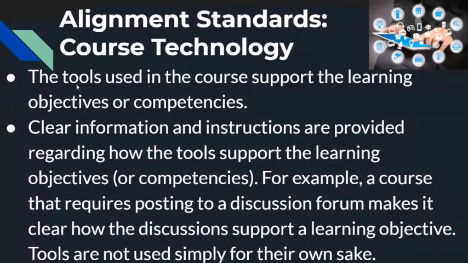Course technology: the tools used in the course support the learning objectives or competencies. So there's clear information and instructions provided regarding how the tools support the learning objectives. For example, a course that requires posting to a discussion forum makes it clear how the discussions support a learning objective. Tools are not used simply for their own sake. So if you have tools, you need to make it clear why you're using them.